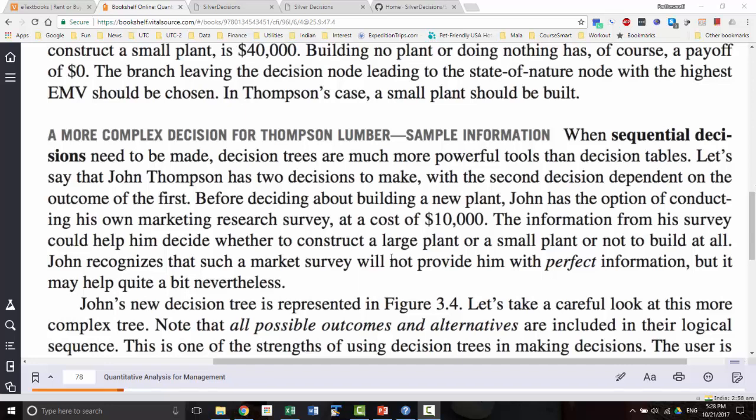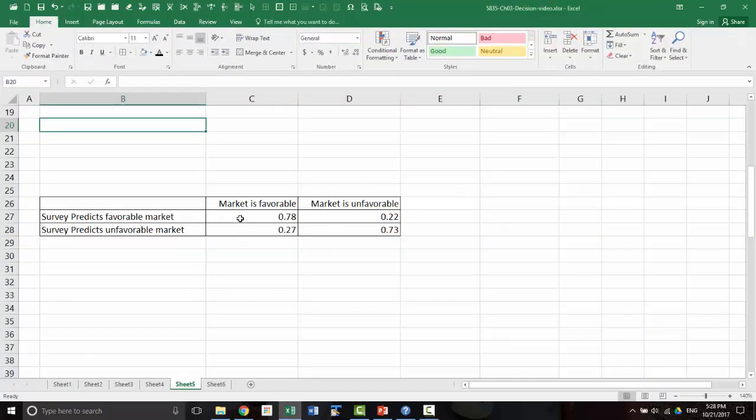Now, our prior probability was 50-50, right? Favorable 50%, unfavorable 50%. Now, if the market research or market survey predicts a favorable market, then the probability that the market will actually turn out to be favorable is 78%, and so 22% will turn out to be unfavorable. If the survey predicts an unfavorable market, then the favorable market probability is only 27% and 73% is going to be unfavorable. So these are the conditions. $10,000 is going to be the cost. And so now Thompson has another decision before he can decide what kind of plant to build. He has to decide whether to hire this consulting company to do the market survey.